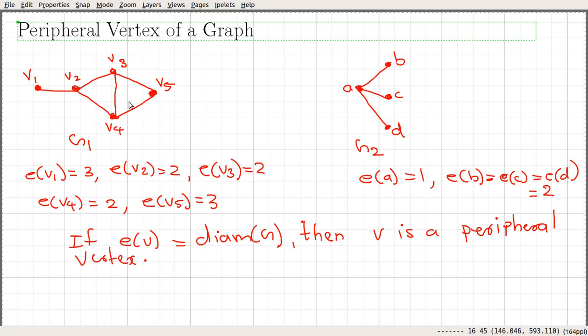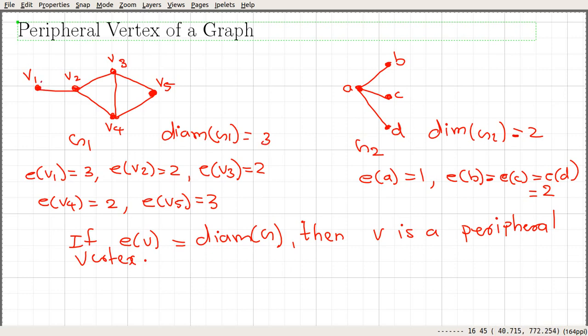Okay, so if you consider this graph, the diameter of G1 is 3 and the diameter of G2 is 2. If the eccentricity of a vertex is equal to the diameter, then V is called a peripheral vertex. So here you can see that the eccentricity of V1 is 3 and the diameter is 3.